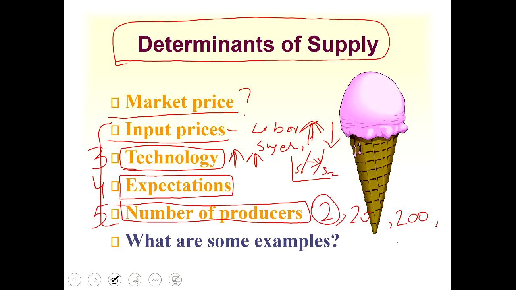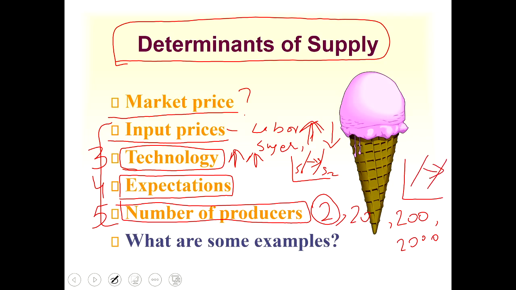And when the number of suppliers increases to 2000, that means that the supply of ice cream in the market will increase much more dramatically. So the more suppliers there are of a certain good, the higher the supply of that good, and that will lead to a rightward shift in the supply curve.